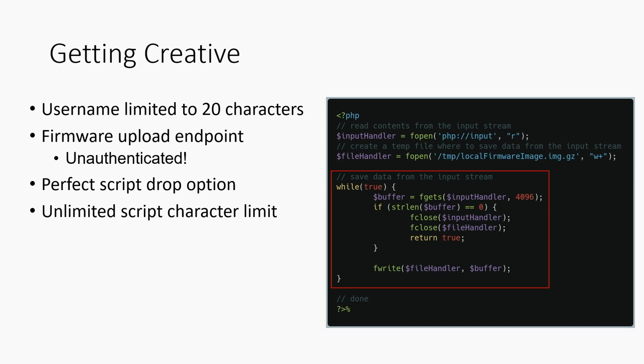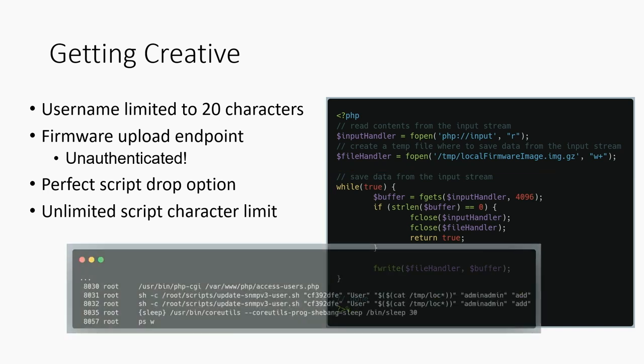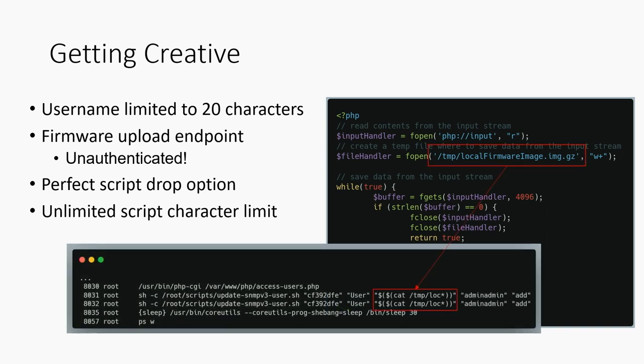So at this point, all we had to do is send whatever code we wanted to execute to this endpoint and then change our username to this kind of gross looking function here. But what it's really doing is just catting out everything in that file's contents and then running them as shell commands. So this was in under 20 characters and was able to run all of those commands that we wanted to pass into that file in temp.